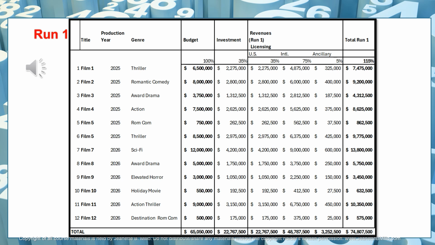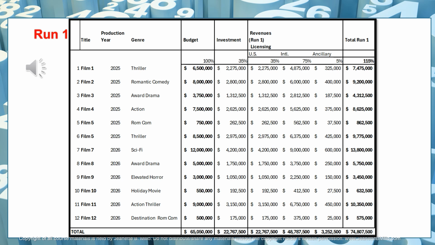We are again financing 35% of the budget at $4.2 million. We get 35% from the US at $4.2 million. We get 75% from international, $9 million. We get ancillary, $600,000. So we're generating $13.8 million with this sci-fi.